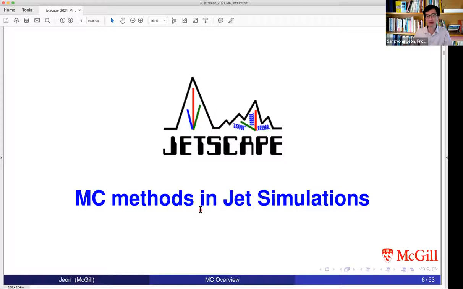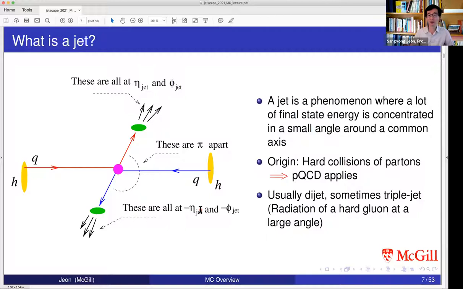Okay, so let me briefly explain what kind of MC, the Monte Carlo methods, are used in jet simulation before we go into any details. So first of all, what is a jet? A jet is a phenomenon where a lot of final state energy is concentrated in a small cone around a common axis, like this. You have two hadrons colliding. You have a quark from here and a quark from here, carrying a lot of energy of the original hadron. It collides and scatters at large angles, and these quarks eventually make hadrons. But because of this strong momentum in this direction, most of the hadrons that are made will share that momentum and share the same axis. So this becomes a cone of a hadronic shower, and that's what we call the jets. Okay, and this is what we want to study because these are really good probes of the underlying medium when they are created and interact with it.